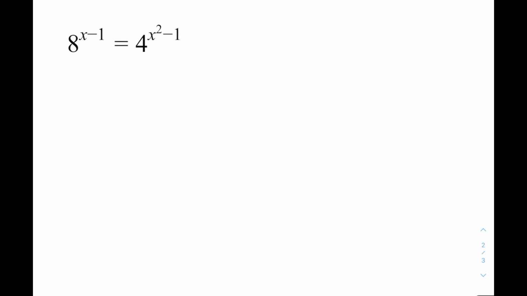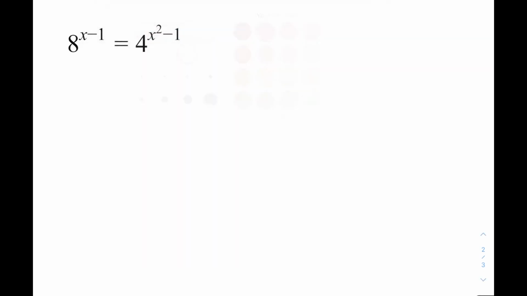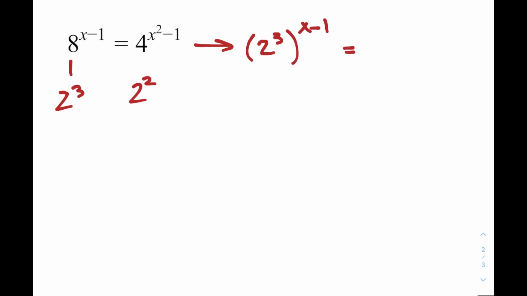In this case, 8 and 4, while they can't be rewritten with either base, like, I can't rewrite 4 with a base of 8 or 8 with a base of 4. 8 is a perfect cube. 4 is a perfect square. So I can rewrite 8 as 2 cubed, and I can rewrite 4 as 2 squared.